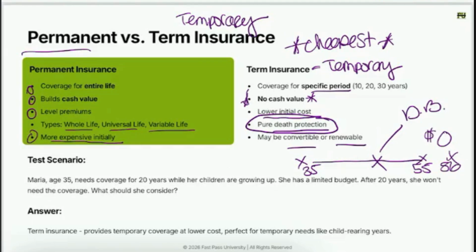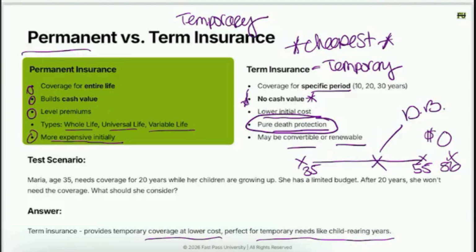Test scenario: Maria, age 35, needs coverage for 20 years while her children are growing up. She has a limited budget. After 20 years, she won't need the coverage. What should she consider? Answer: term insurance. It provides temporary coverage at a lower cost, perfect for temporary needs like child rearing years. Okay.